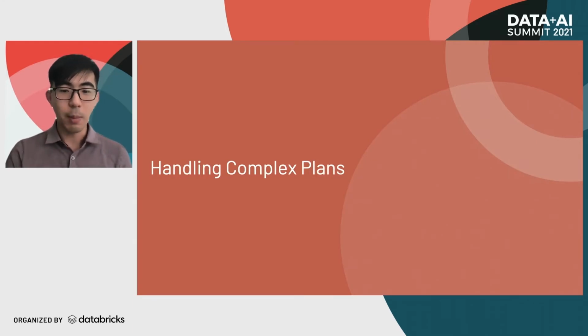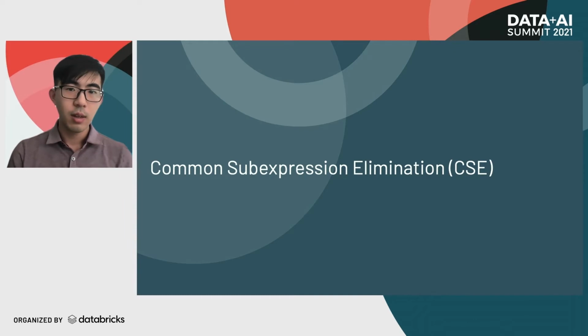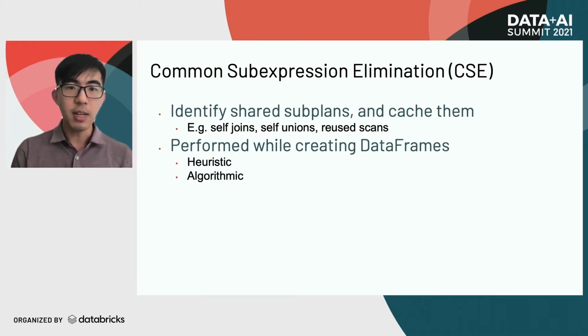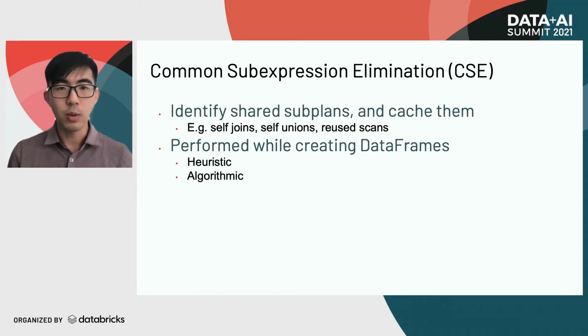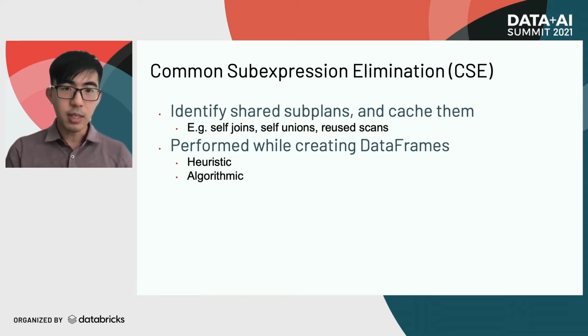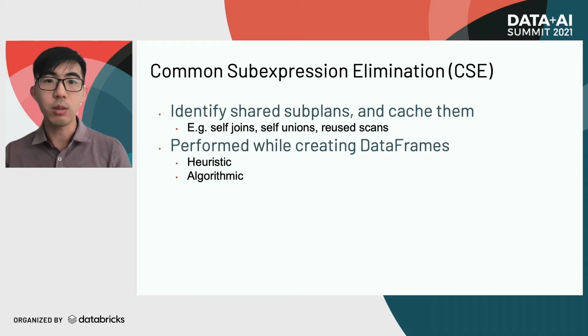So how do we handle complex plans? First, and a very common way to handle the plans is common subexpression elimination. And this is just a fancy term for identifying commonly shared subplans and then making sure you only do the computation once. So in the example above, we have many self-joins and self-unions, and we want to just make sure all these repeated legs are only computed once. So you compute it once and you cache it so that the next time you see something like that, you simply reuse the cached result.